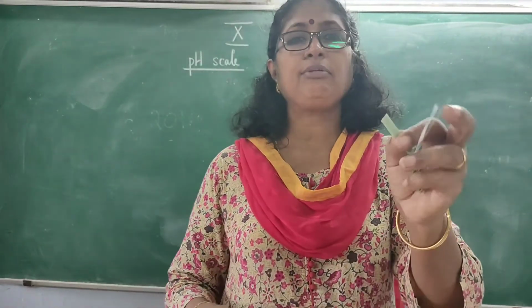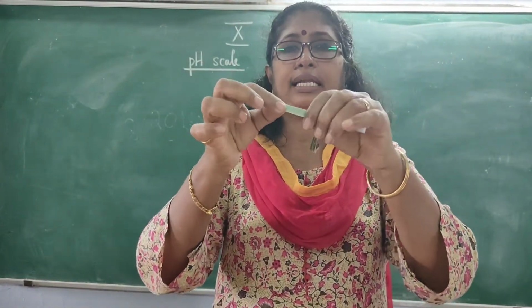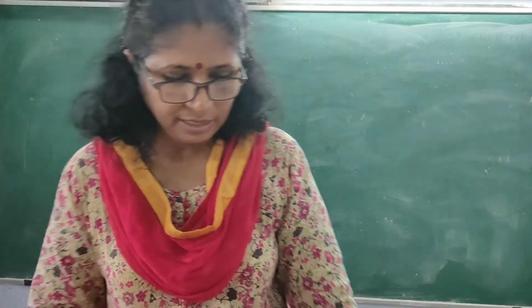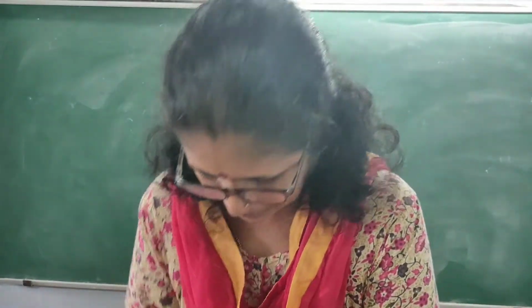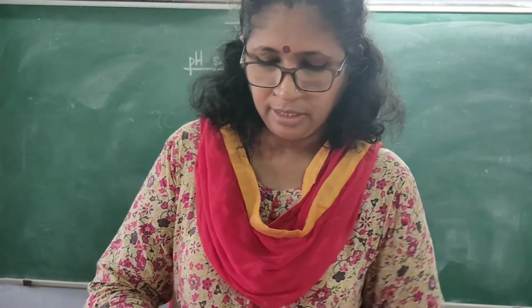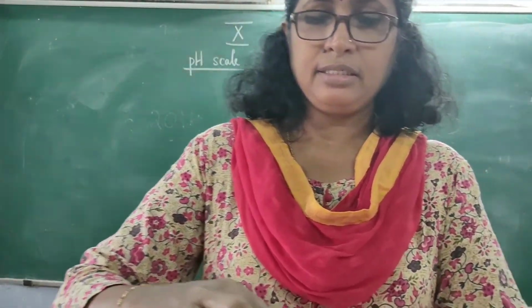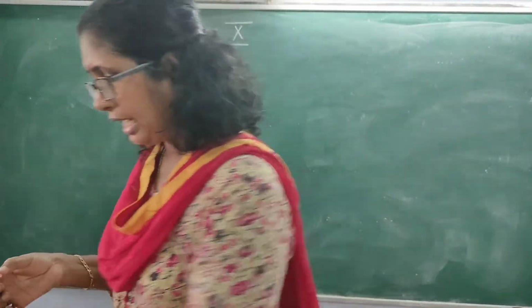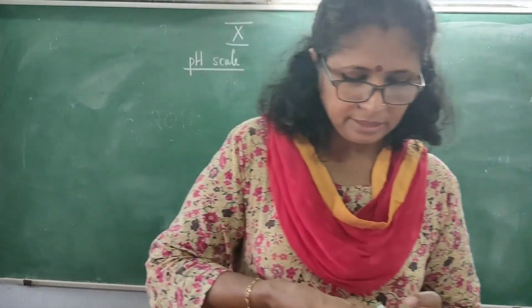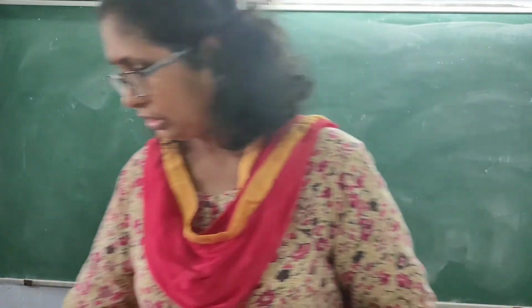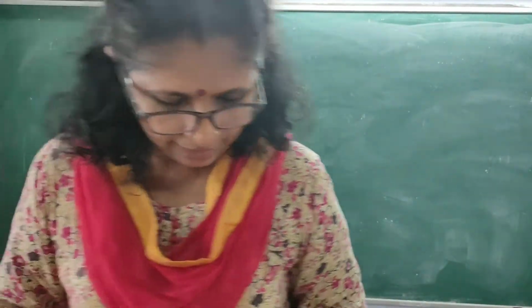In neutral water it will have the same color, pale green. Now I am adding HCl. See, the color changes to this one. Now we take this and compare the color. It is 0 or 1. Light red, it is 1. The pH will be 1.